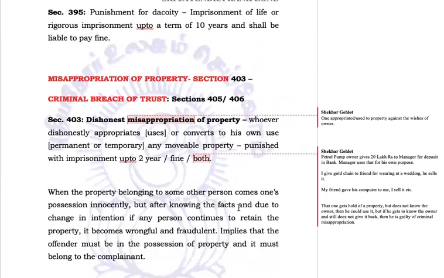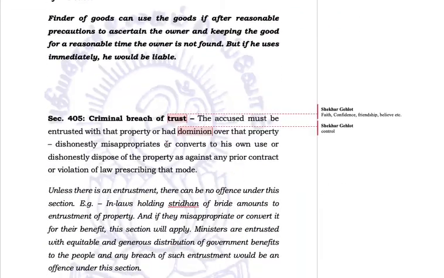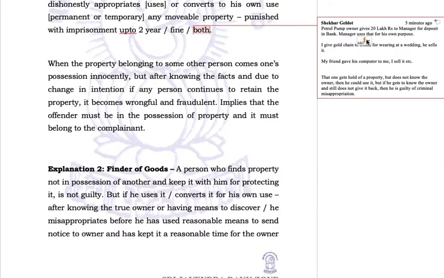Now, criminal misappropriation is when you have the property, you may have found it, or you have taken it from a friend, or you have taken it from someone. That is called dishonest misappropriation of property. But criminal breach of trust means you are having control of the property as part of your job. Like in the case of this bank manager, this manager has control of the money as he is the manager, so he is guilty of criminal breach of trust as well.